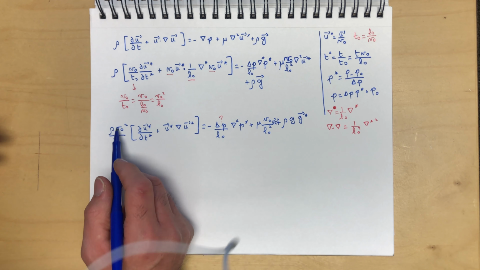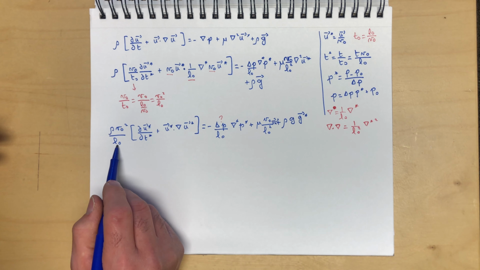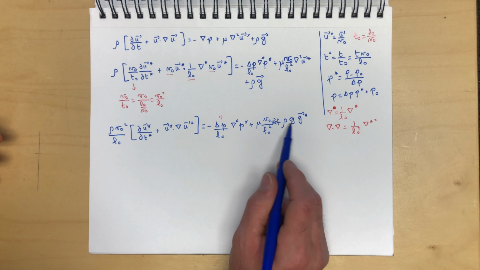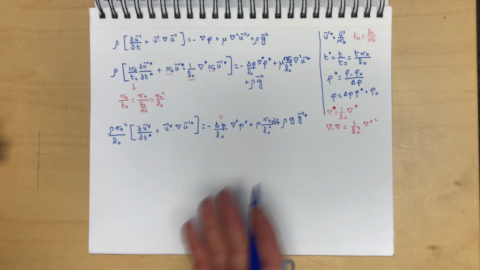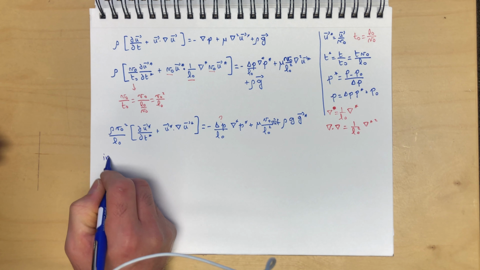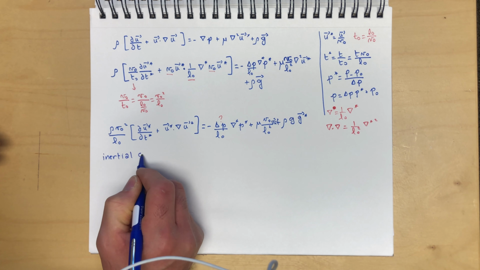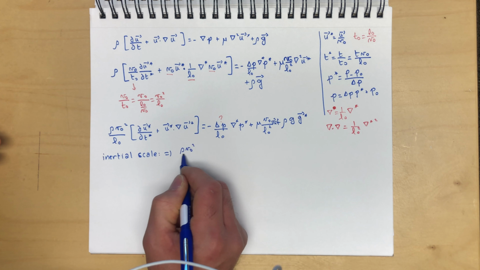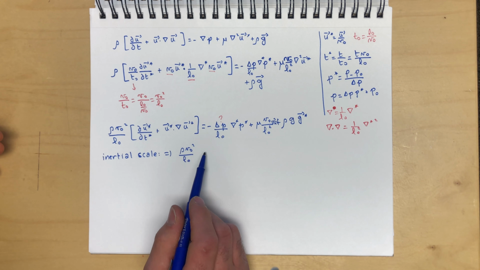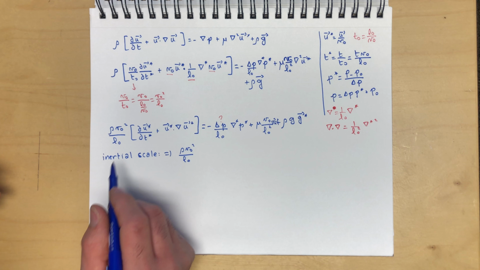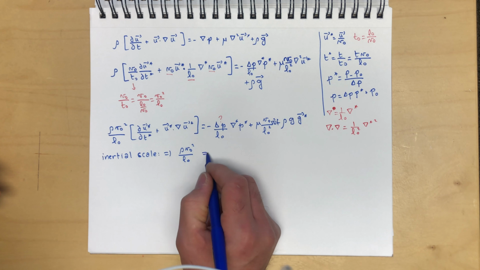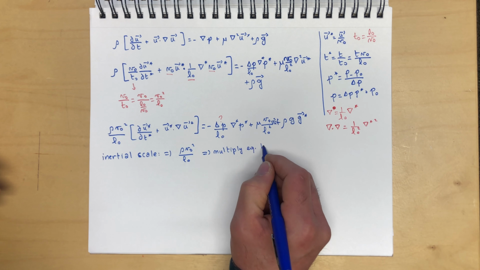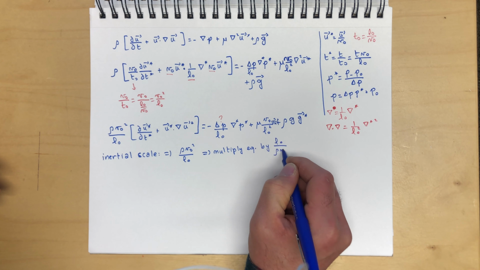Another way to think about this is what do you think the relative importance of rho V0 squared over L0 is with respect to this guy, or even that guy over there? We're not going to worry much about this guy right now. So in this video, we are going to do the inertial scale, and that gives us rho V0 squared over L0 as the term by which we're going to divide. So in other words, we're going to multiply the equation by L0 over rho V0 squared.